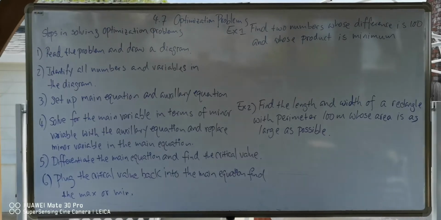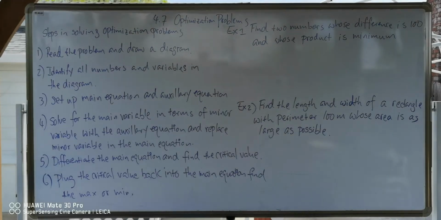First thing that you need to do, read through the problem and draw the diagram. Second, identify all numbers and variables in the diagram. Then step 3, set up the main equation and auxiliary equations. Then step 4, solve for the main variable in terms of the minor variable with the auxiliary equation, and replace the minor variable in the main equation.